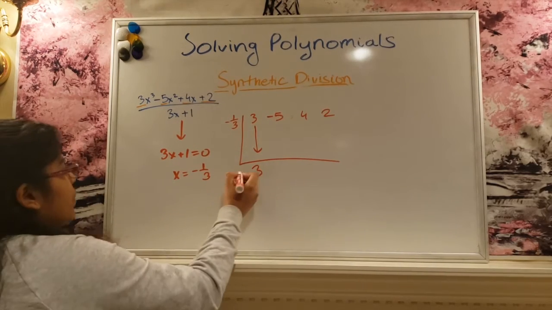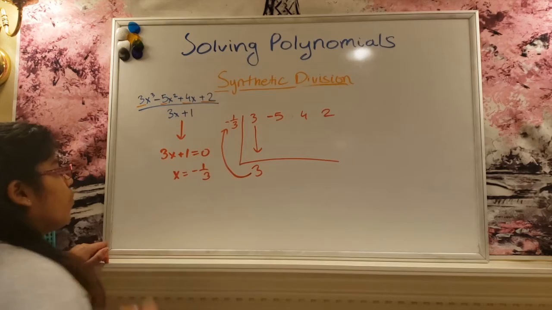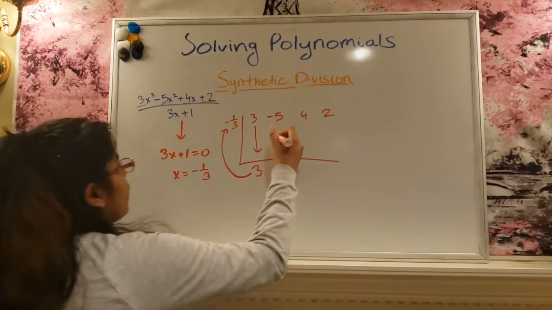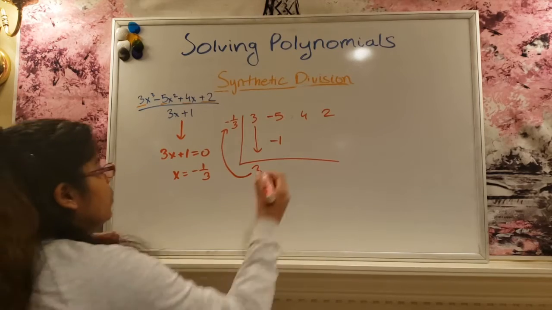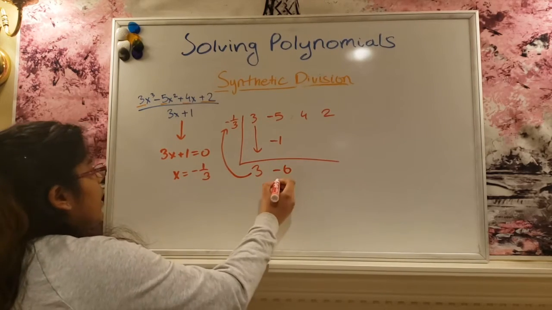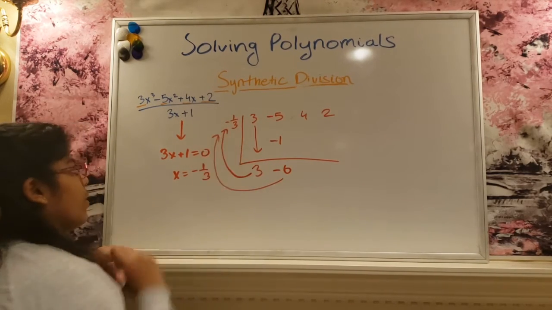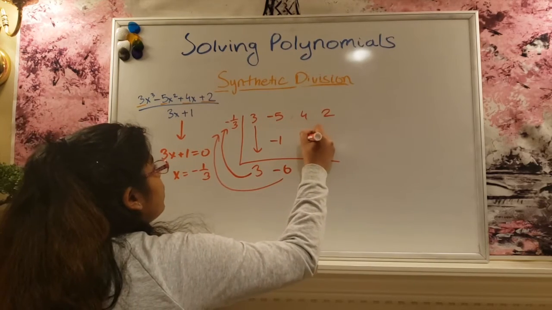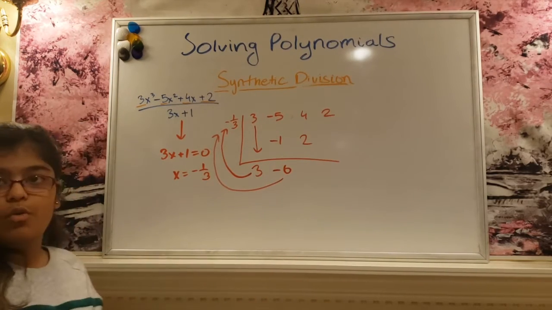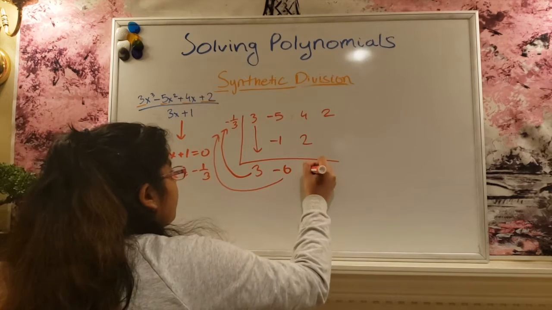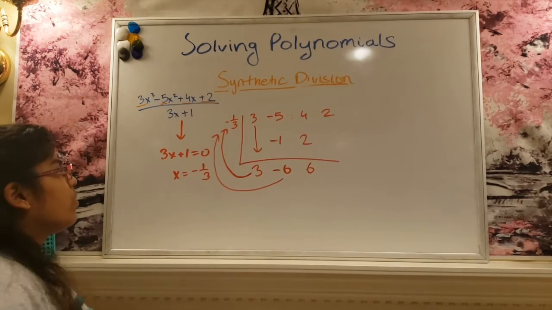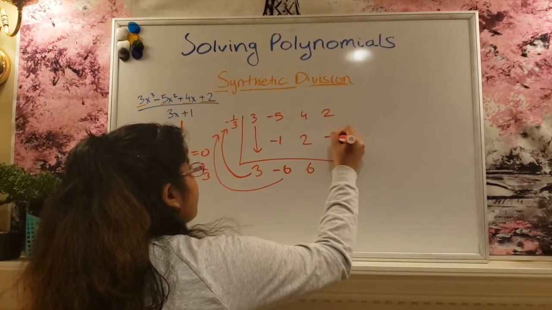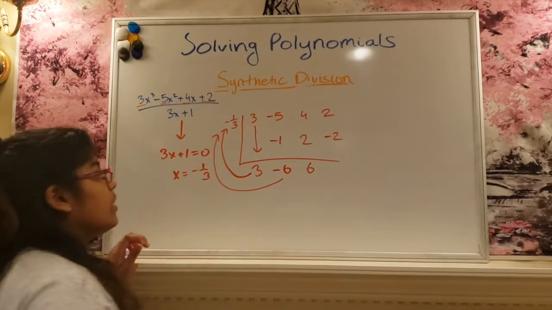Now we're going to multiply 3 by negative 1/3, so we get negative 1. Negative 5 minus 1 is equal to negative 6. Negative 6 times negative 1/3 is equal to positive 2. 4 plus 2 is 6. And when we multiply this again by negative 1/3, we get negative 2. 2 minus 2 is 0.